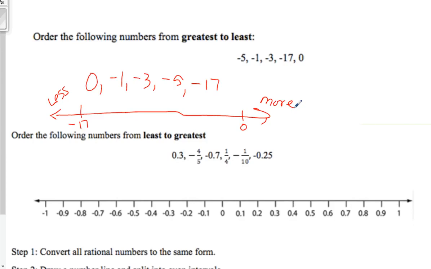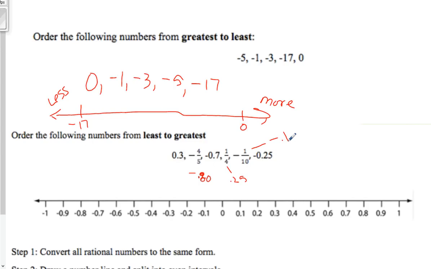Order the following numbers from least to greatest. They gave us a number line broken down by tenths. Remember from previous instruction that you need to change everything to a decimal. So we're going to change -4/5 to -0.80. 1/4 is 0.25. -1/10 is -0.1. And 0.25 is already done.